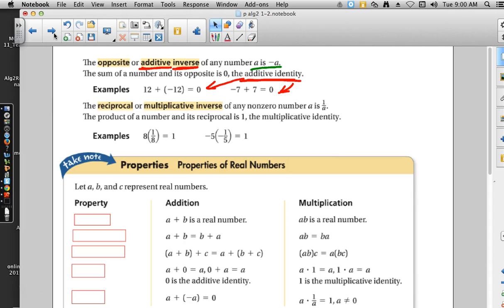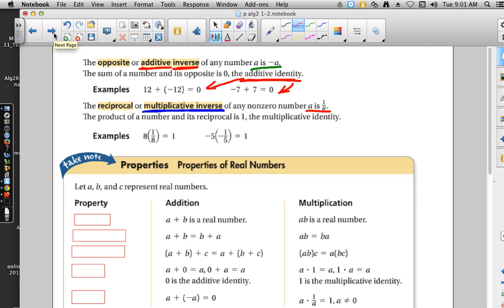The reciprocal or multiplicative inverse. I always like those two words, multiplicative inverse. It just kind of rolls off your tongue. So reciprocal is the multiplicative inverse. Now it's a little bit different to think of the multiplicative inverse because it's talking about multiplication and undoing something. So to undo something by multiplying, what we have to do is be able to multiply them together and get a 1. So the reciprocal or multiplicative inverse of any non-zero number A is 1 over A.